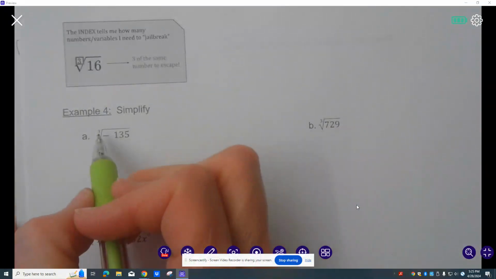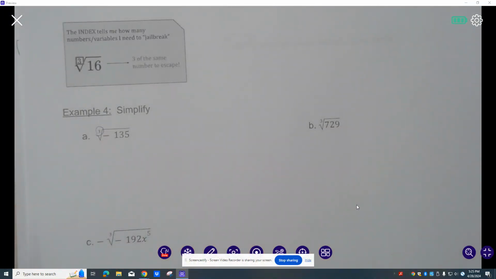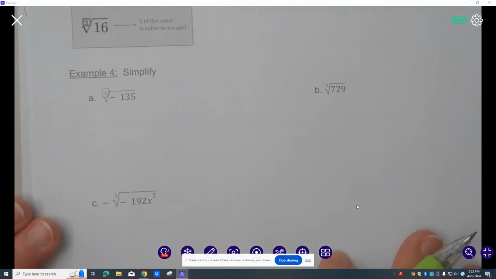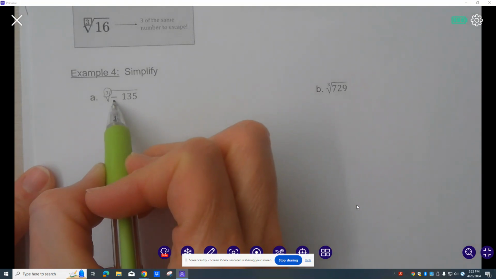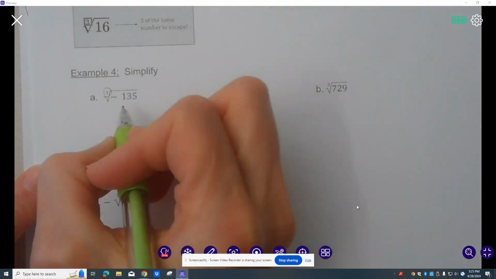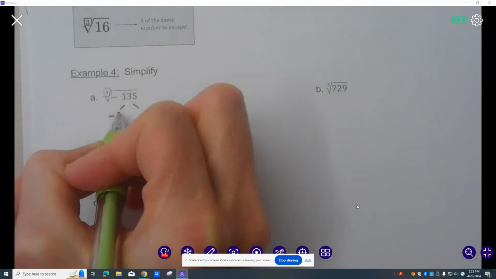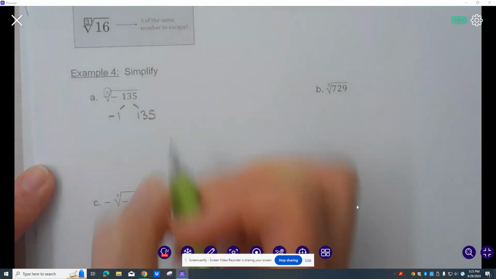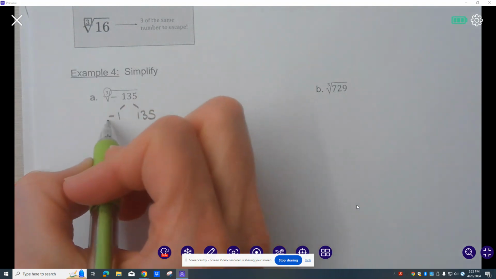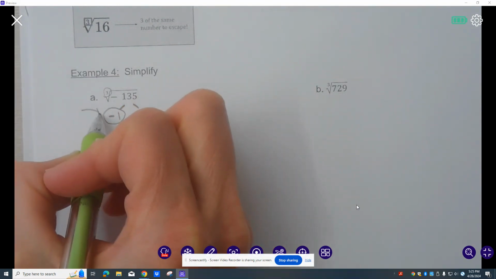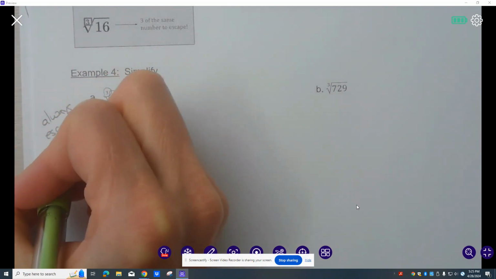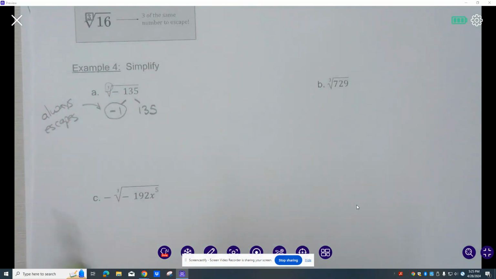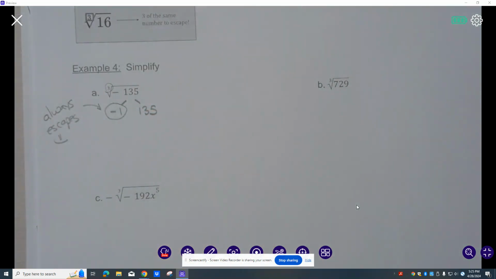So for these, when your index is 3, when I go to circling who escapes, I'm going to look for groups of 3. Now, we have not seen a negative inside the jail before. So the first thing I want you to note is that that is the same as -1 times 135. And then I want you to put this in your notes. -1 always escapes. So they do not need a partner. If you have a -1 in jail, they always escape.